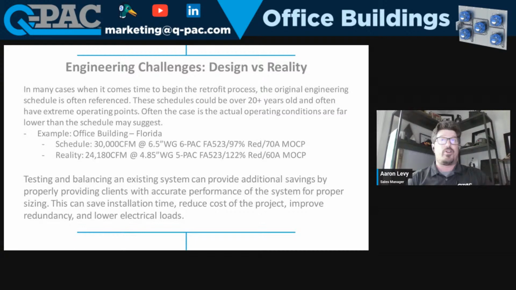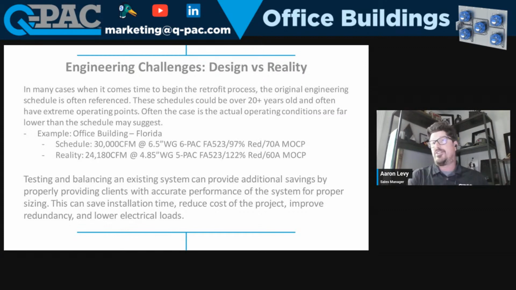Either the on-site building has never done any test and balancing, and they don't have test and balancing reports from however long it's been. So when a team walks in, they say, well, we're going to retrofit the system. Here's our engineering print, and it's 50, 60,000 CFM at 9 inches of static. The actual reality is that system's probably not running anywhere near that.